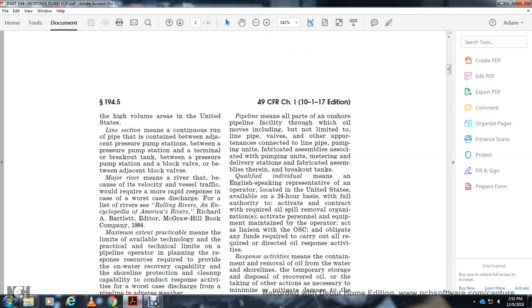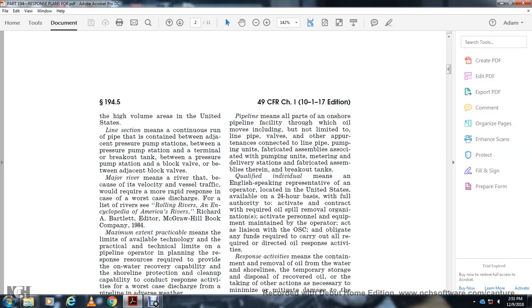Pipeline means all parts of an onshore pipeline facility through which oil moves, including but not limited to line pipe, valves, and other appurtenances connected to the line pipe, pumping units, fabricated assemblies associated with pumping units, major delivery stations, fabricated assemblies therein, and breakout tanks.